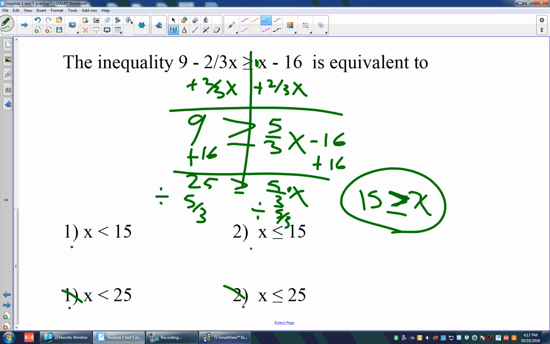So we get rid of these 25s. Oh, and it is a 15 is greater than or equal to x. So let me see. It has to be that one because remember it's pointing into the x, so you shade to the left. Both of these will be shaded to the left, so they're the same solution set.